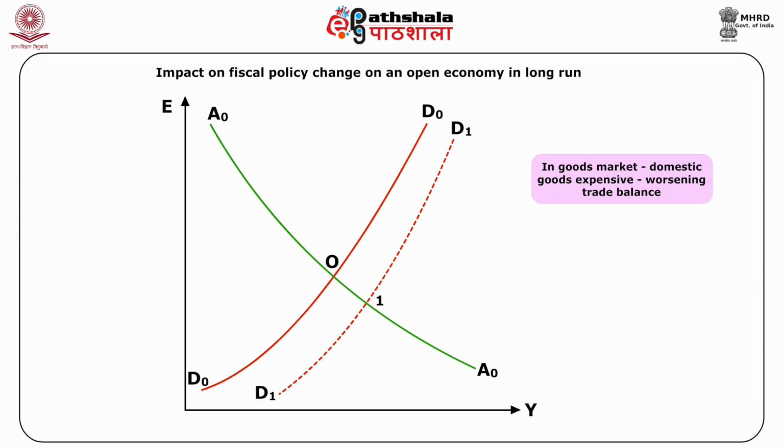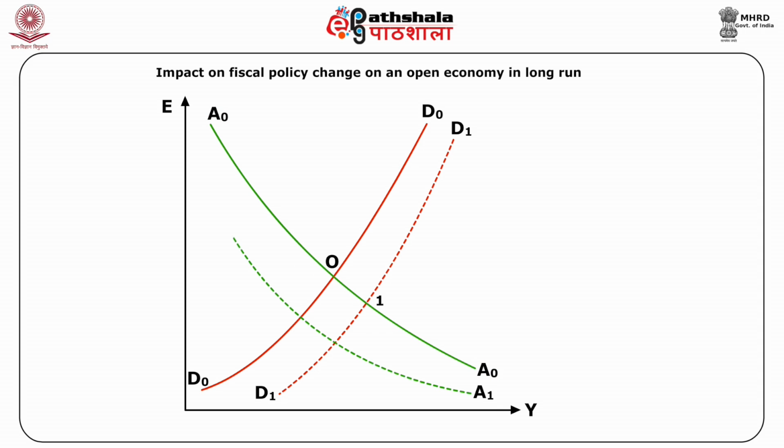In the goods market, this appreciation of exchange rates will make domestic goods expensive, worsening the trade balance. In the money market, it will change the expectations about the exchange rates. To maintain the interest parity condition, the expected exchange rate, E to the power e, falls, or individuals will expect the exchange rates to appreciate further. This shifts the A0 curve to the left.